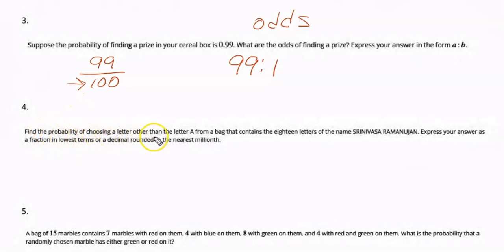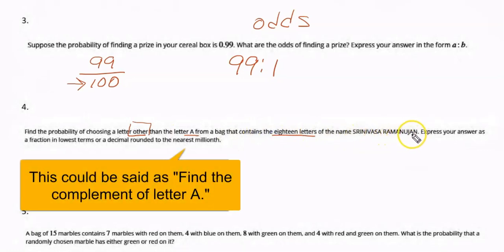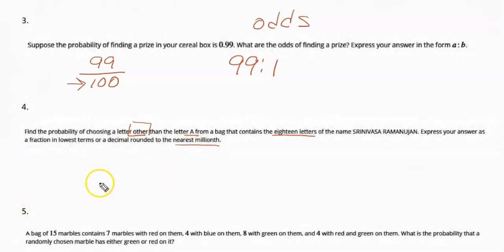All right, let's do number 4. Find the probability of choosing a letter, and this is key, you have to read it correctly, other than A from a bag containing 18 letters that are found here. Express your answer as a fraction in lowest terms, or a decimal rounded to the nearest millionth. So we know our sample space is going to be 18. So let's see what you get.